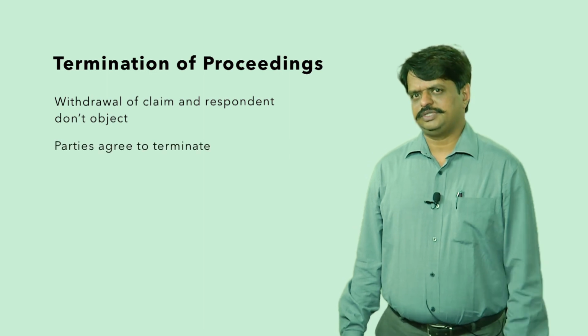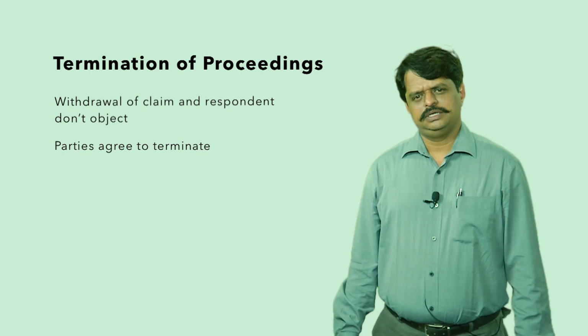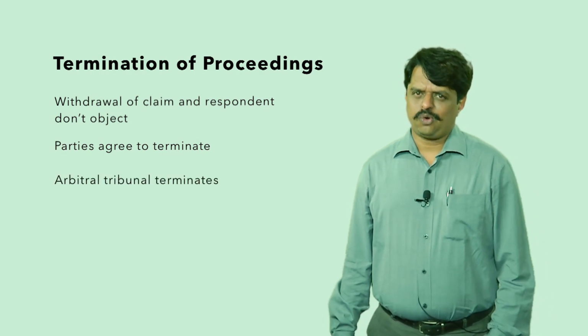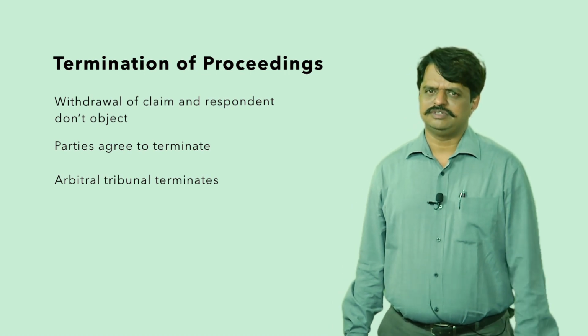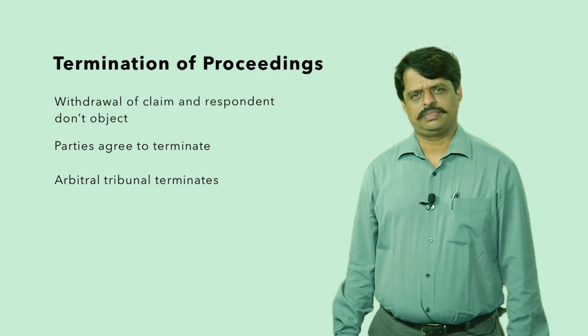Parties can agree to terminate the proceedings through writing, through an agreement. Then the arbitral tribunal itself can terminate if they find that the cooperation of the parties or the nature of the dispute is such that they cannot continue with the proceedings. So, with this there is an end to arbitral proceedings.